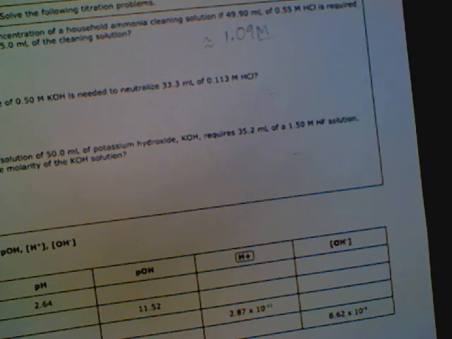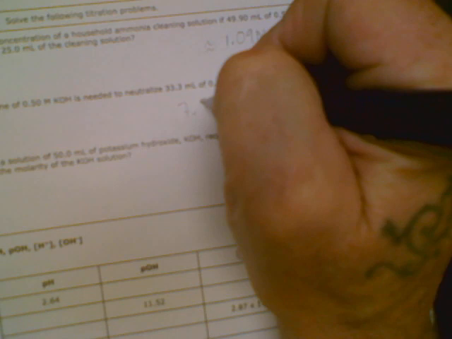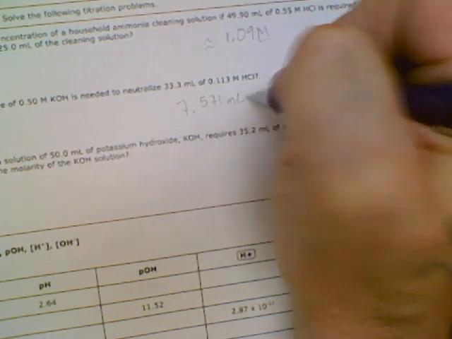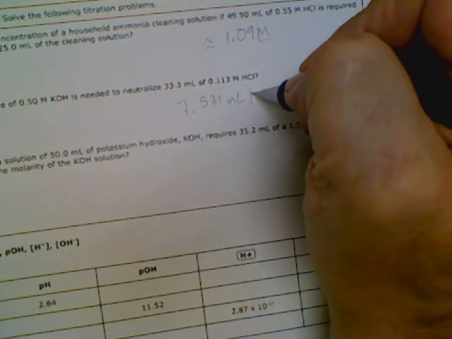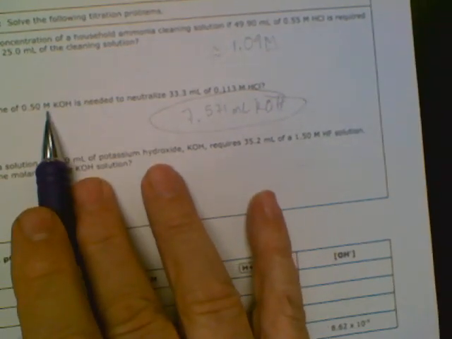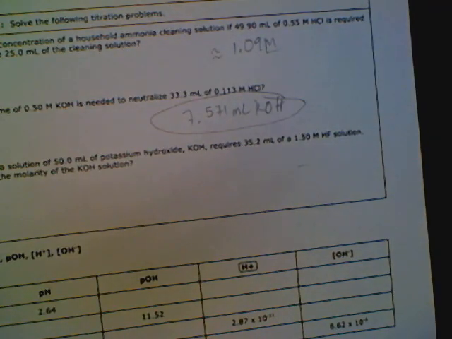33.3 times 0.113, and 7.571 milliliters of KOH is what's going to be required here. Here I was calculating a volume, but I just plugged it into the same thing. You know how to do the rest.